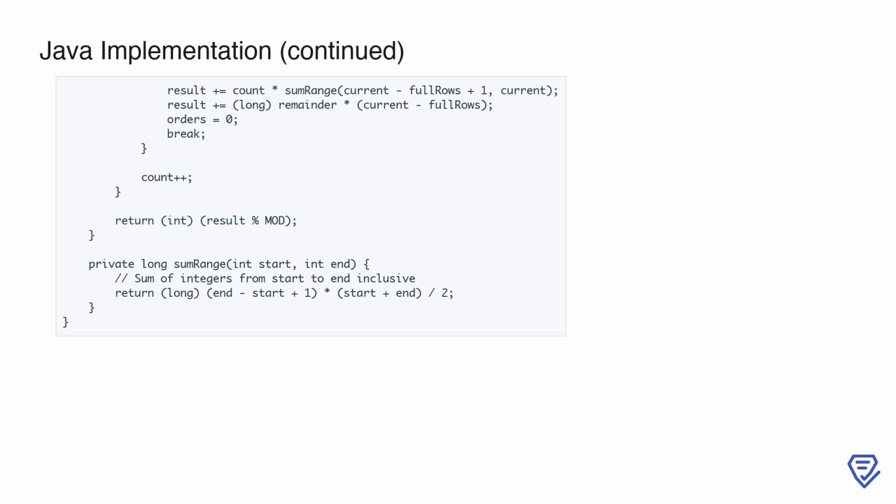Finally, we return the result modulo mod to ensure the output stays within the bounds of the problem constraints. The helper method SumRange is defined to calculate the sum of integers from start to end inclusively, using the formula for the sum of an arithmetic series. This method is key to efficiently calculating profits over a range of values without iterating through each number. Together, these parts form a solution that efficiently handles the constraints of the problem.